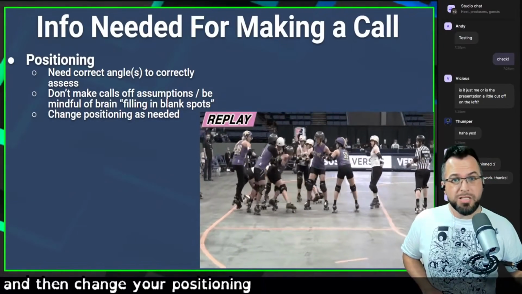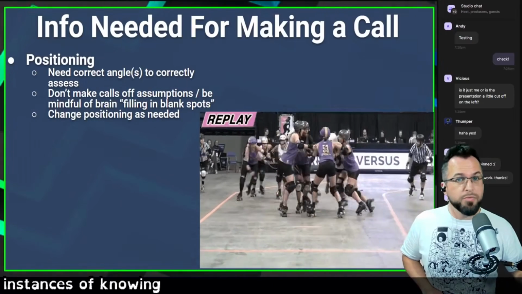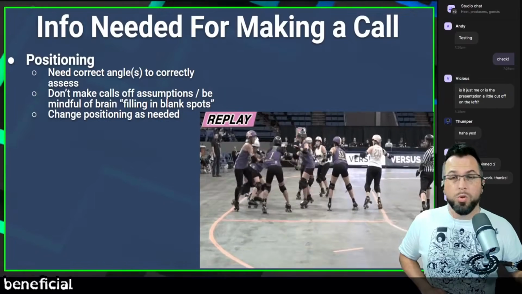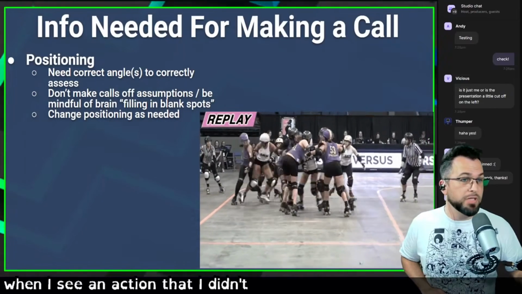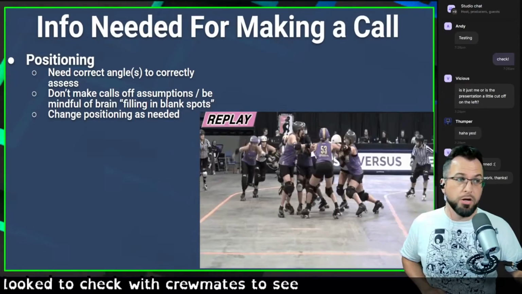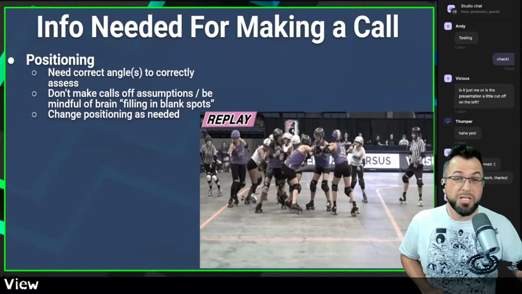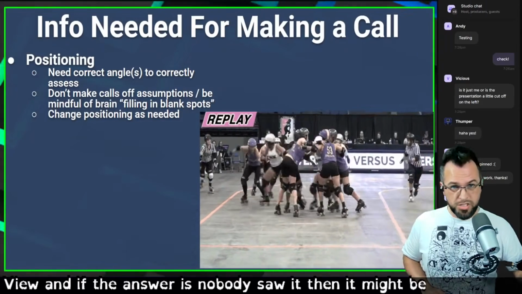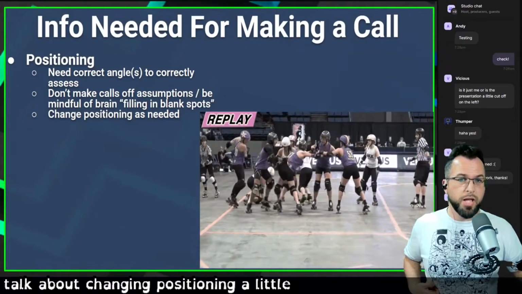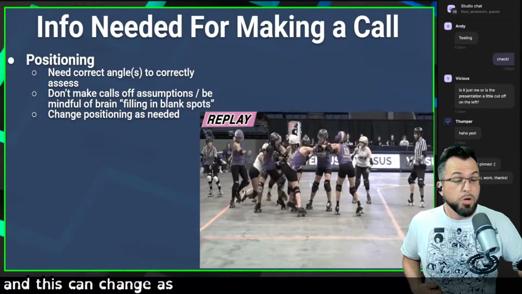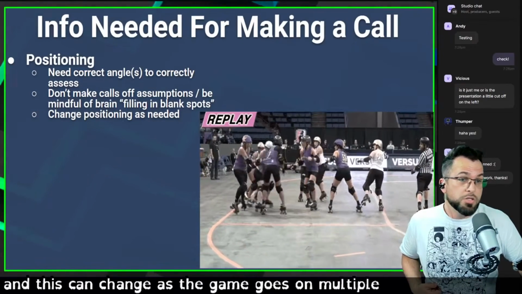As you come across instances of knowing you didn't have the full picture, consider if a change of position would be beneficial. When I see an action that I didn't catch all of the details for, I also look to check with crewmates to see if they had a better angle or view. And if the answer is nobody saw it, then it might be time to talk about changing positioning a little to ensure that your crew has full coverage of the track. And this can change as the game goes on multiple times. You might do this a bunch of times throughout a game.